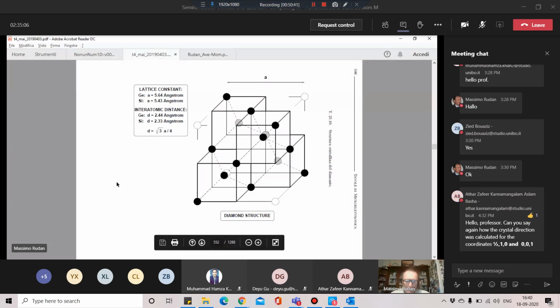So we continue. And you remember we were observing the length of the lattice constant in silicon and germanium.